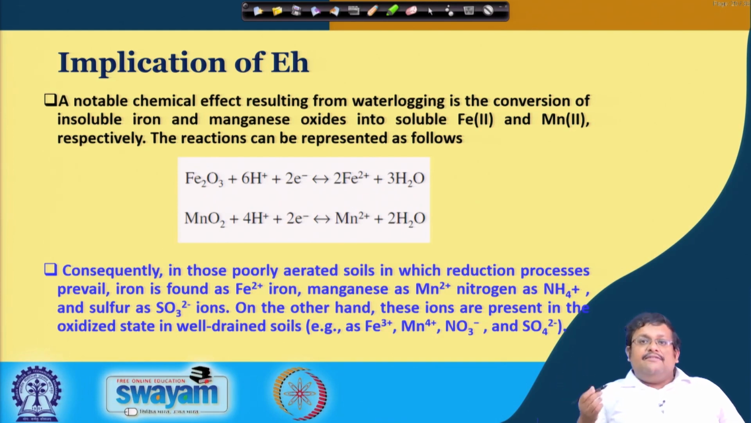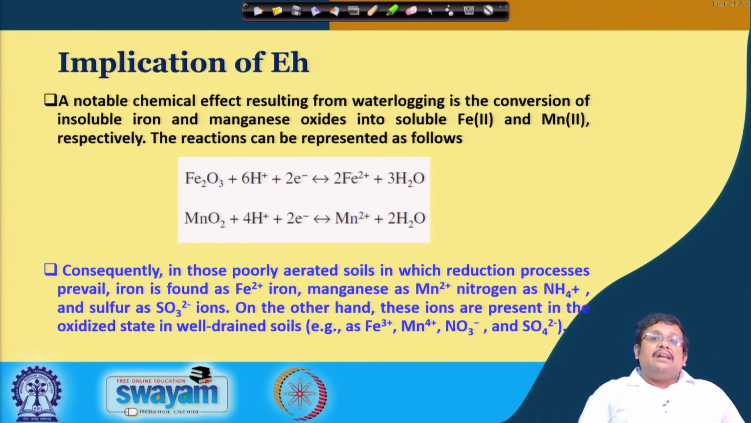These Fe3+ and Mn4+ forms are insoluble in nature, and when they convert into Fe2+ and Mn2+, that means when they convert from manganic to manganous and ferric to ferrous, they are converted from insoluble form to a more soluble form. So, consequently, in those poorly aerated soils in which the reduction process prevails, iron is found as Fe2+, manganese is found as Mn2+, nitrogen will be found as ammonium and sulfur will be found as sulphide.